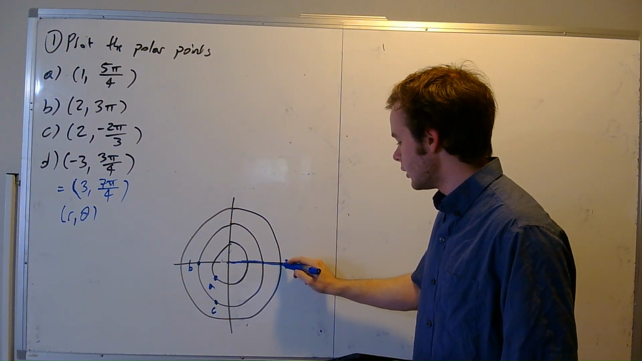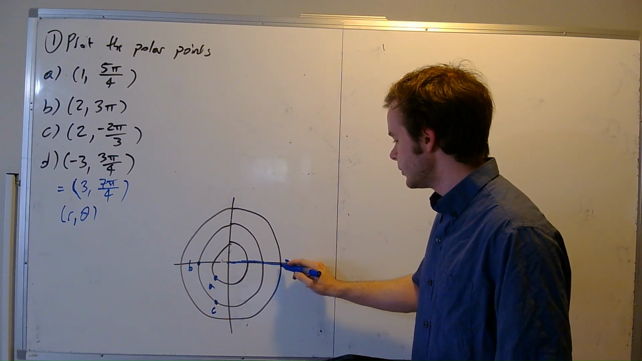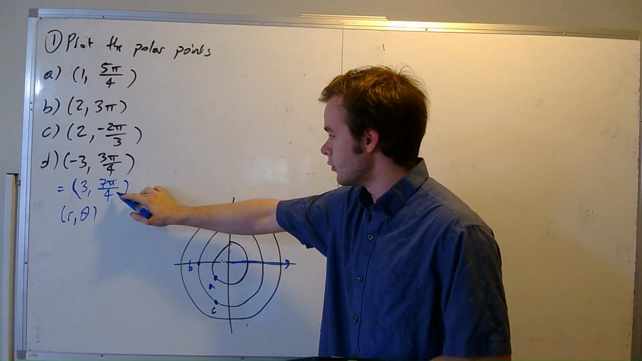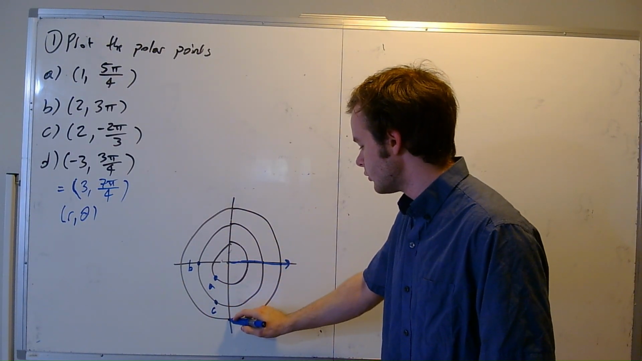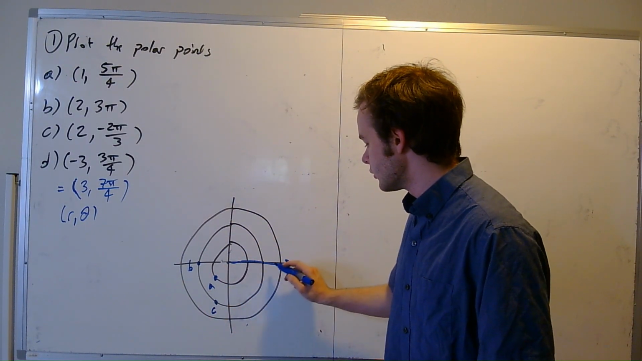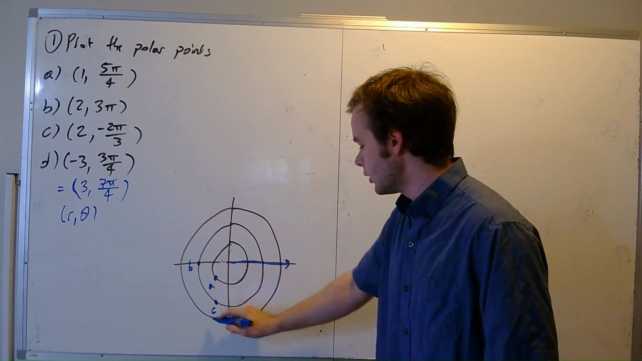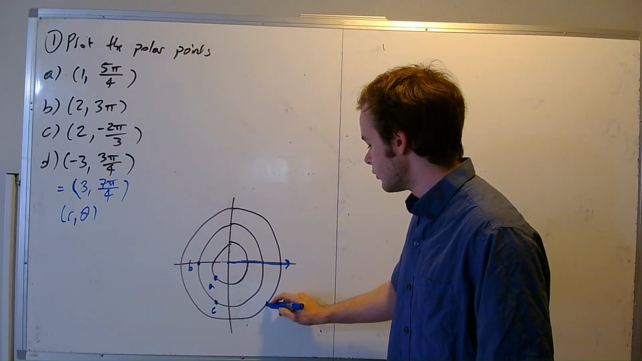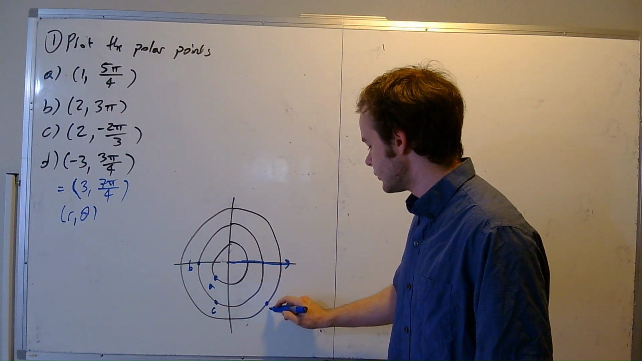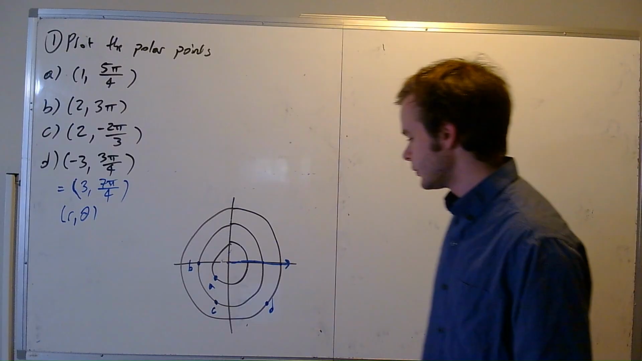We're on the circle of radius 3, and we're going 7 pi over 4. So notice that 6 pi over 4 is almost at 2 pi. That gets you to here. So you're going from here all the way around to here. That would be 6 pi over 4. And now 7 pi over 4 would land you there. So that would be D.